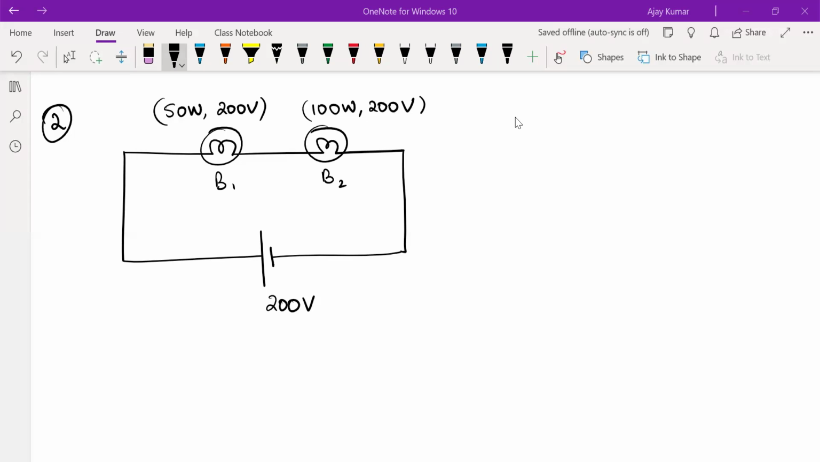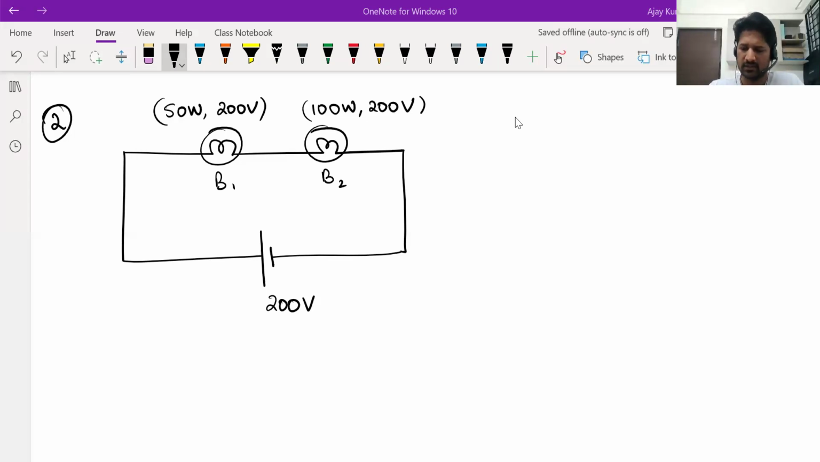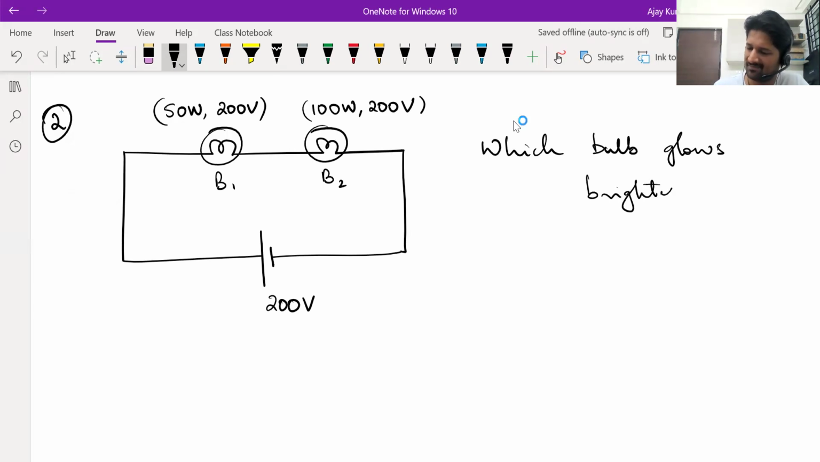B2 glows brighter. Okay, Shashank, you are saying B2. How did you conclude that B2 glows brighter? It has a lesser resistance than B1, so lesser resistance means more current flow. Lesser resistance means more current when equal voltage is supplied.